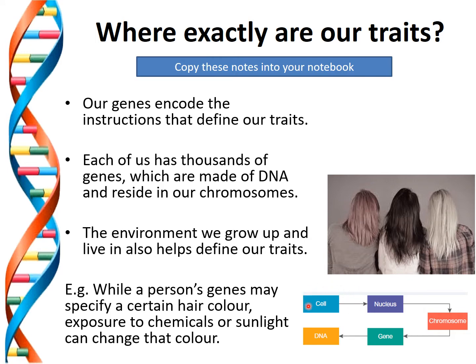If you look at this diagram here, you can see the breakdown of what this is explaining. So within our cell, the cell contains the nucleus. Inside of the nucleus is where you will find the chromosomes. These chromosomes then contain each of the individual genes, located inside of which is the DNA that codes for our traits.